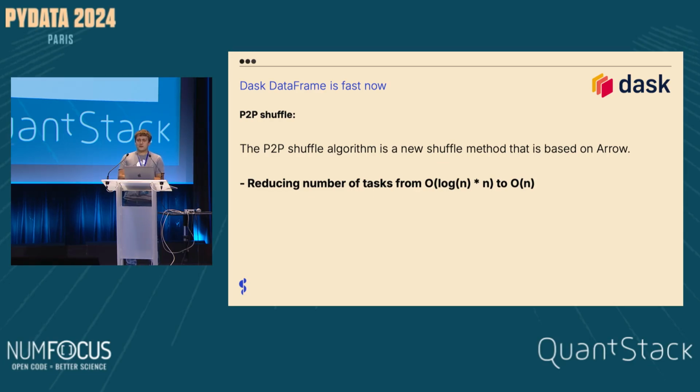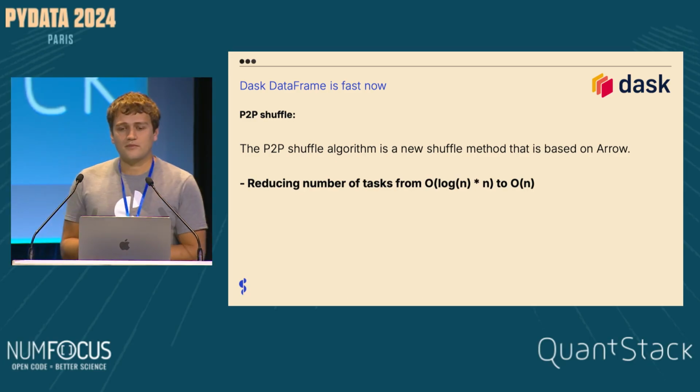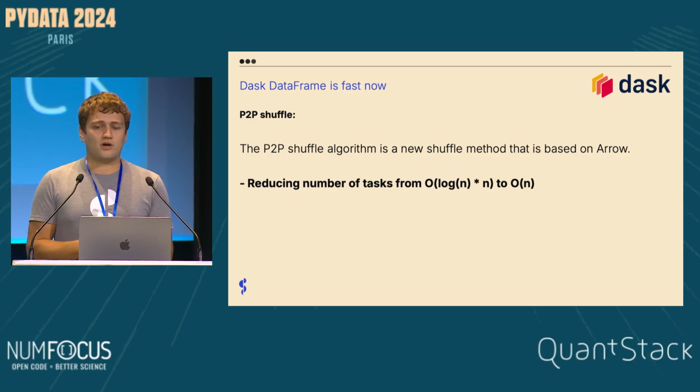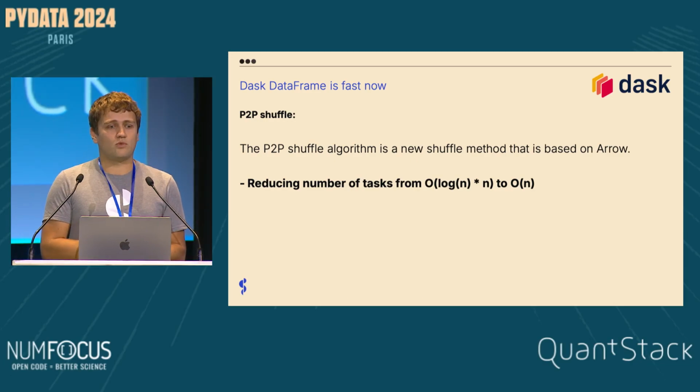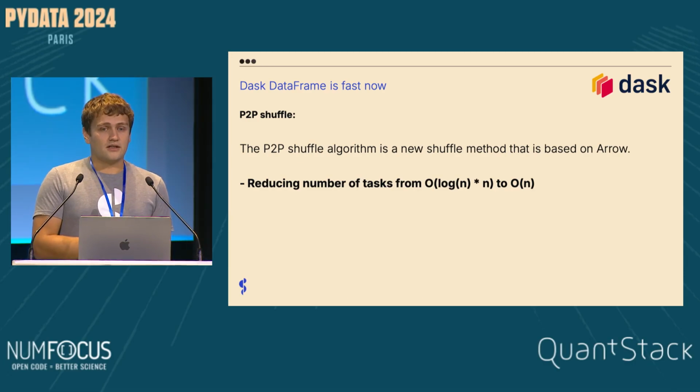Historically, Dask used an algorithm that was not very efficient, to put it nicely. It loaded all of your data sets into memory, so you couldn't really process out of core, in the sense that you always had to have more memory available than your data set. And it also overloaded the complete system.